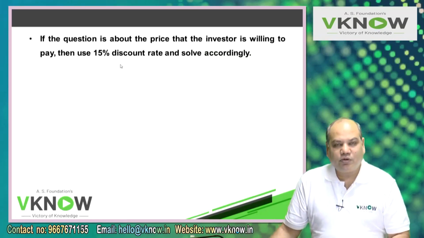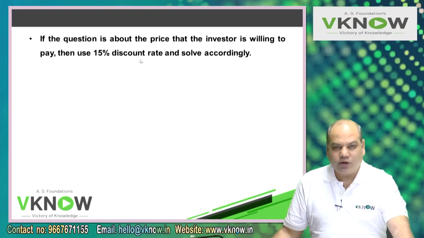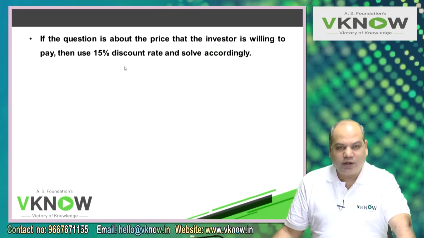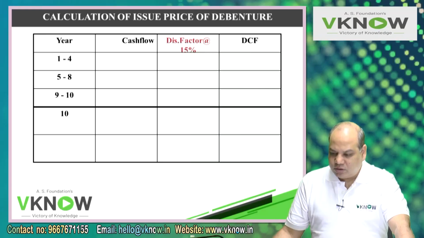Why 15% discount? Because the investor will expect the same rate of return which he can earn by investing in another company's bond. So at least he would want that the bond should be priced in such a manner that he earns 15% discount rate. Okay, so now write down calculation of price. I will just change the heading. I will dictate, write down calculation of price that the investor is willing to pay.